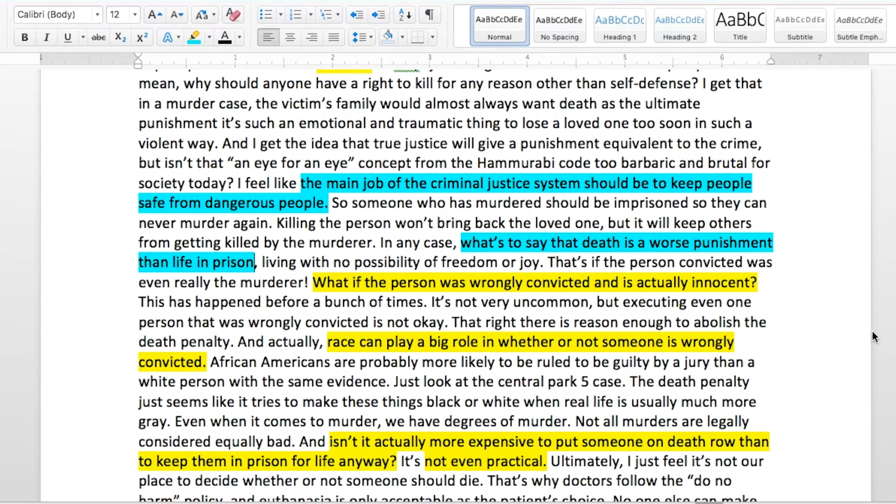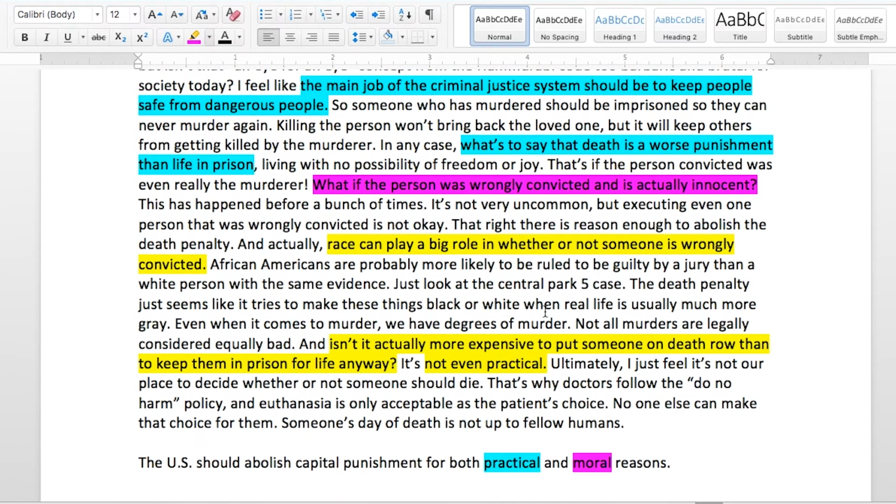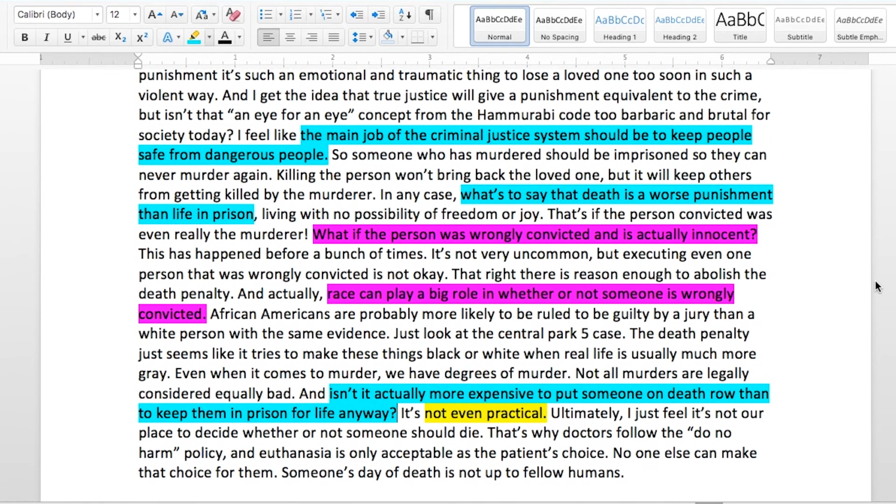What if the person was wrongly convicted and is actually innocent? That's definitely a reason that has to do with ethics. So I'm going to highlight that one for morality. Race can play a big role. Okay, so the racial issue there is also a moral one. And then the cost issue, this is economic, so that's more of a practical one. Okay, so now I can see how this is laying out. I've got 5 different reasons here, 3 practical, 2 moral.